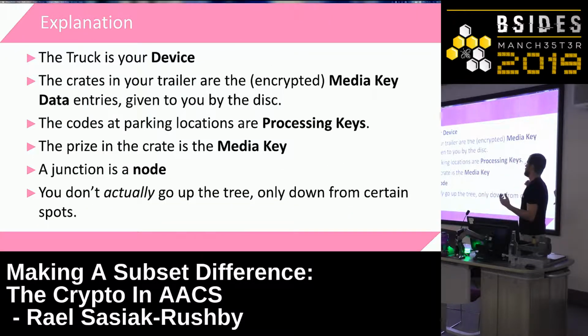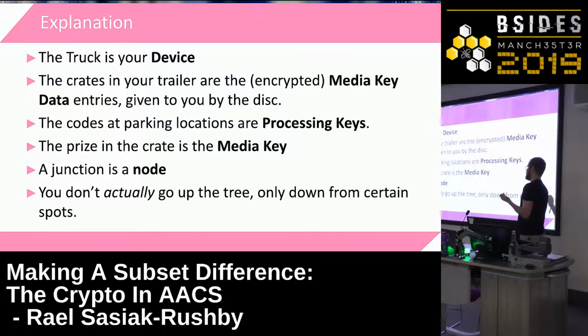So, just for even more clarity on that, the truck is your device, the crates are the encrypted media key data entries. They are on the disk alongside the media. The codes at the car parking locations are what's called processing keys. The prize inside the crate is obviously a media key. And every junction there, I'm just going to term it as a node. So it's a point in which we can make a decision on where we go next, and we have a piece of information, we can derive further information.